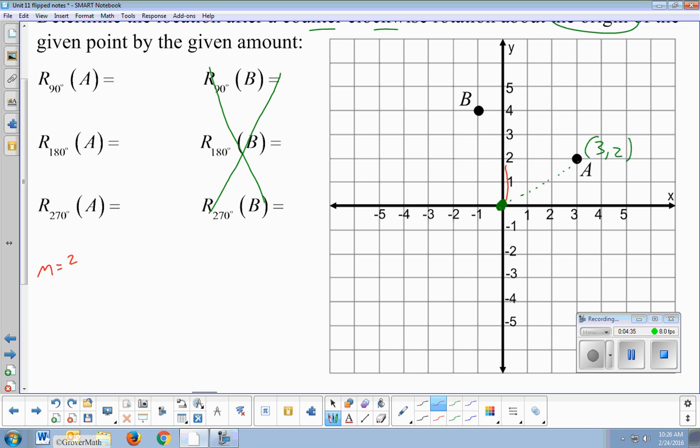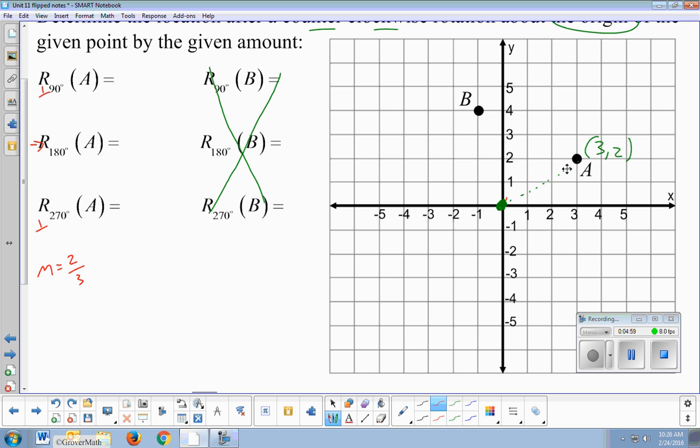Let me just write that again. Didn't mean to erase it. Positive 2 over 3. Can erase this line, though. Now, before I get to rotating 90 and 270, because 90 and 270 are the perpendicular rotations, but 180 is not. 180 is really easy. 180 is just the opposite side. It's two 90s together.